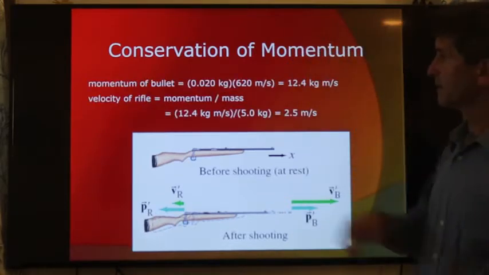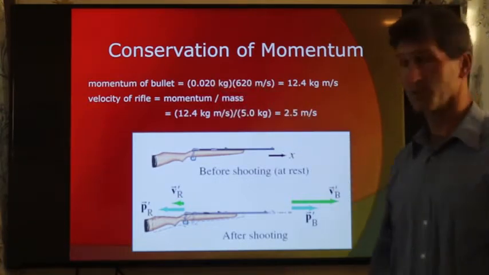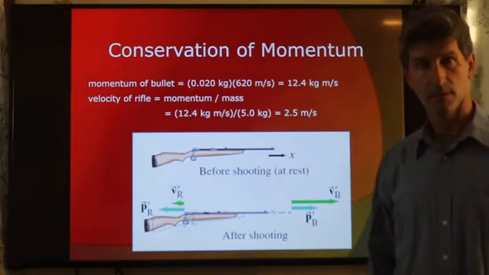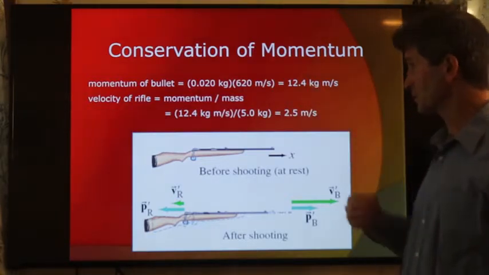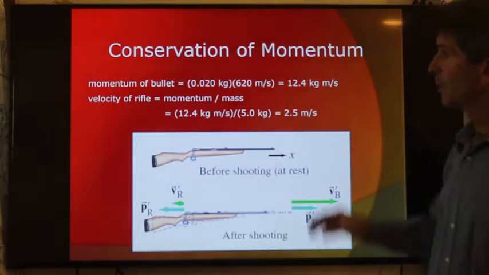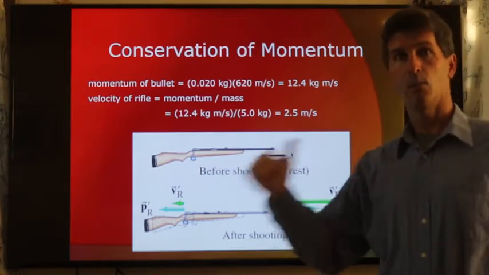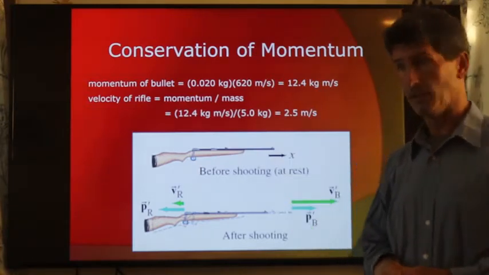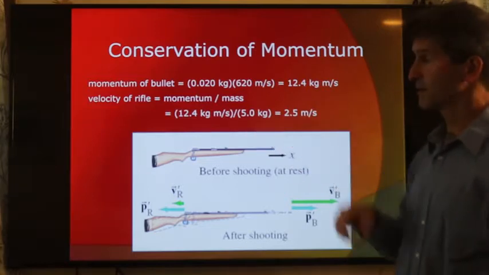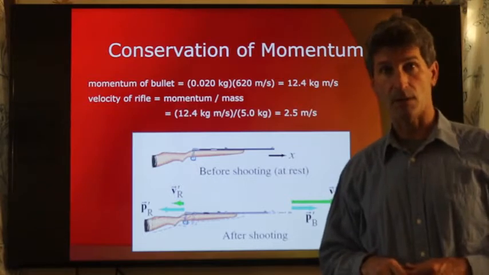So let's say the bullet is 20 grams. It's fired at 620 meters per second, so it's a rifle. It leaves the rifle at 12.4 kilogram meters per second. All right? What about the rifle? If the rifle is 5 kilograms, what is the speed of recoil going to be? Well, we take that momentum, equal and opposite, divided by the mass. It's going to kick back at you at about 6 miles per hour.